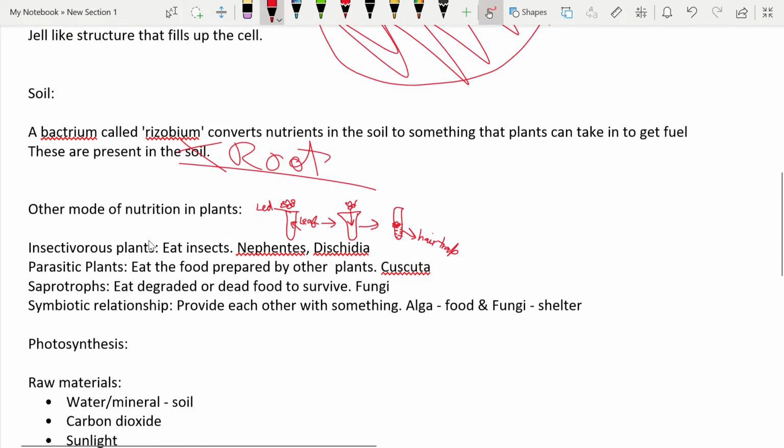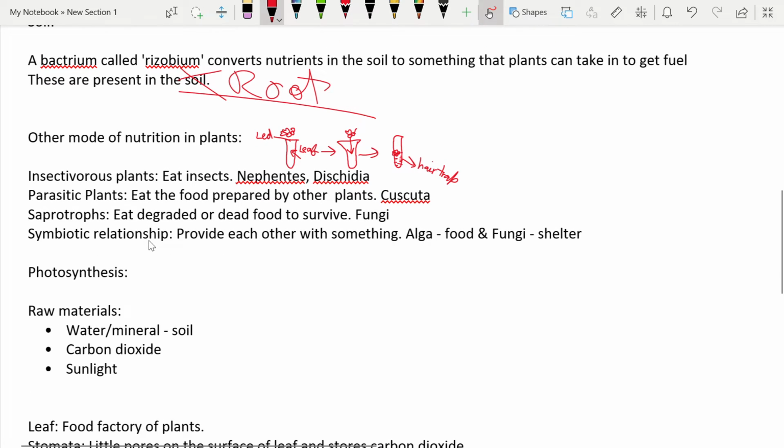Other modes of nutrition in plants. Now there are plants that only do photosynthesis and get their food, right? But there are other plants which make their food differently. So there are insectivorous plants. They eat insects. Some examples are Nepenthes and Dischidia. So let's zoom in a little bit over here.